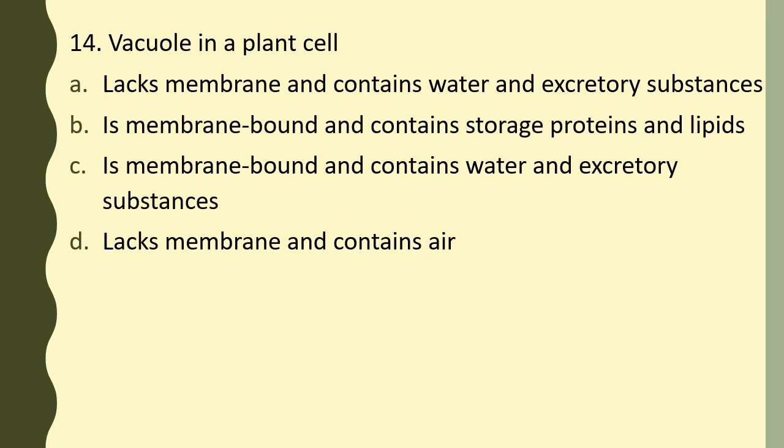Question number 14. Vacuole in a plant cell, option A, lacks membrane and contains water and excretory substance. Option B, is membrane bound and contains storage proteins and lipids. Option C, is membrane bound and contains water and excretory substances. Option D, lacks membrane and contains air. Vacuole in a plant cell. Correct answer is option C, is membrane bound and contains water and excretory substance.